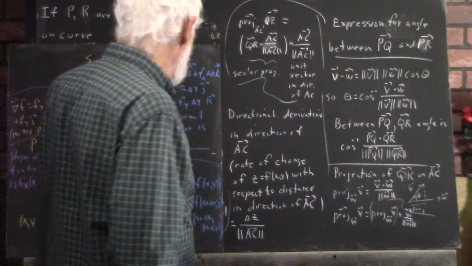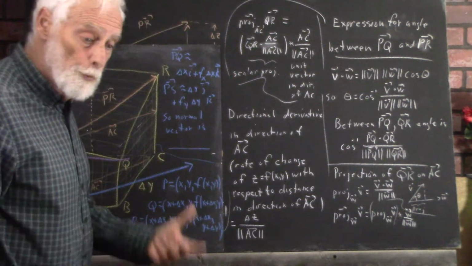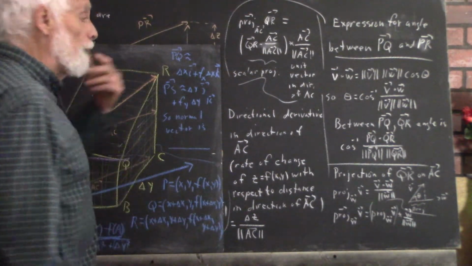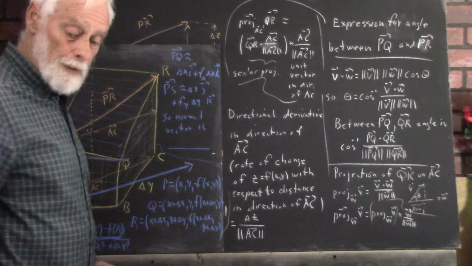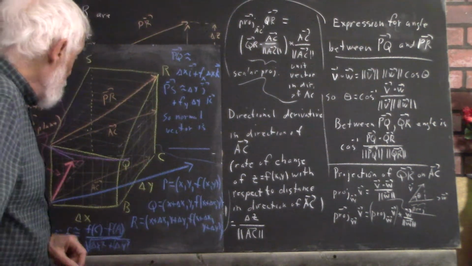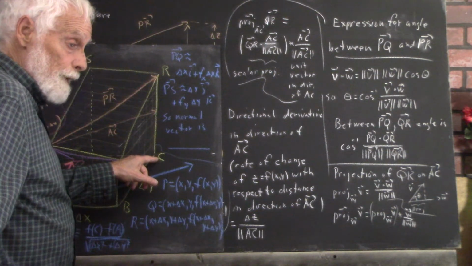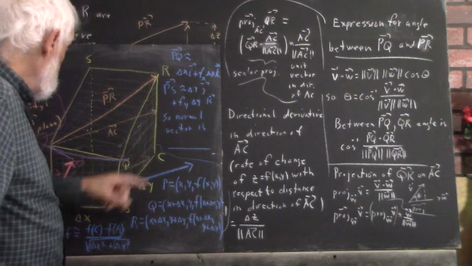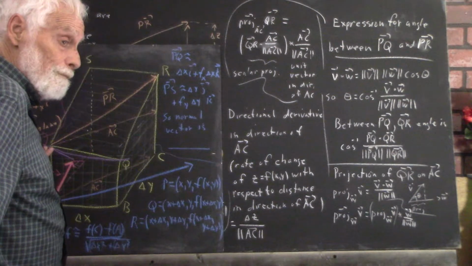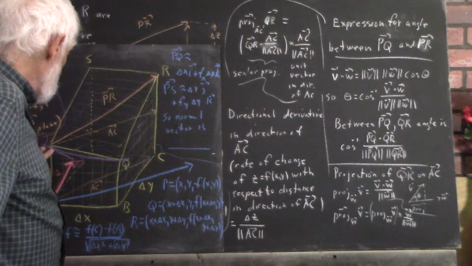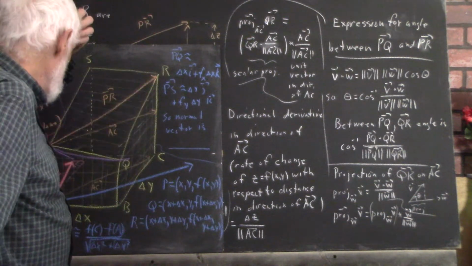Directional derivative in the direction of AC. Well, here's the direction of AC. What's the directional derivative? It's the rate at which the value of the function changes with respect to distance in the direction of AC. So what you do is you divide the change in the function as you go from point A to point C. Well, what's the change in the value of the function from point A to point C? The value of the function here is the magnitude of the vector AP, and the value of the function here is the magnitude of the vector CR.